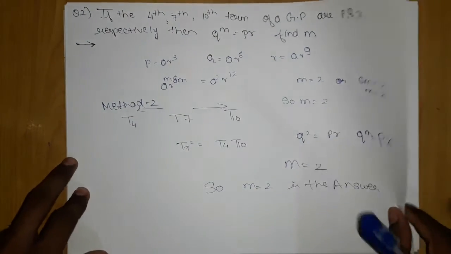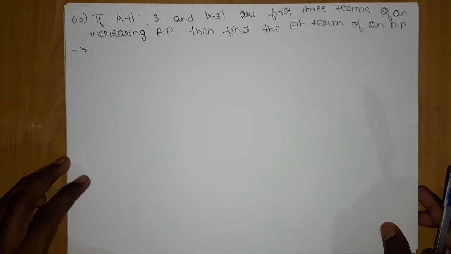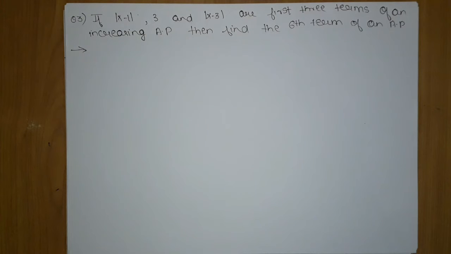Now let's move on to the next. Further, we have question number 3, which says as follows: if mod x minus 1, 3 and mod x minus 3 are the first three terms of an increasing AP, then find the sixth term of the AP. An increasing AP. What does it mean? That the difference will not be negative. It will not be negative for three terms of an increasing AP.